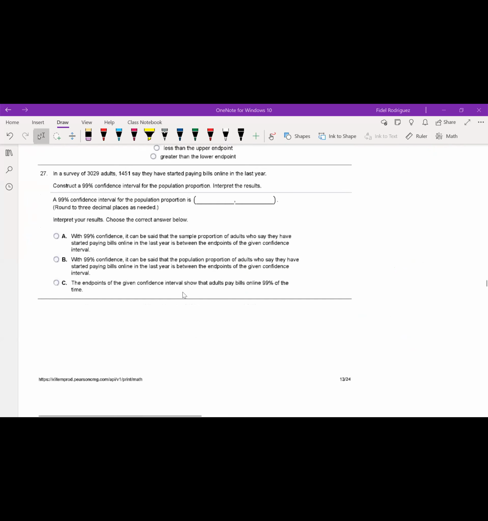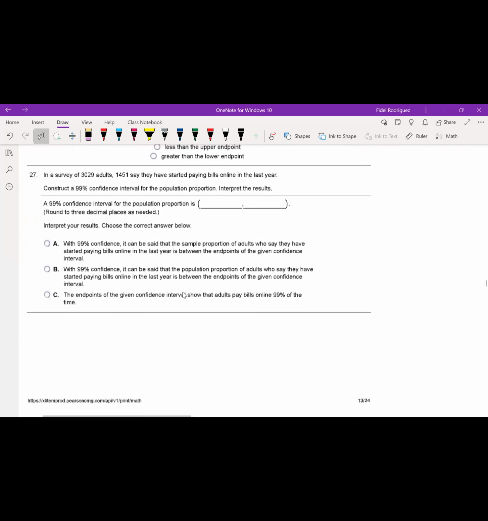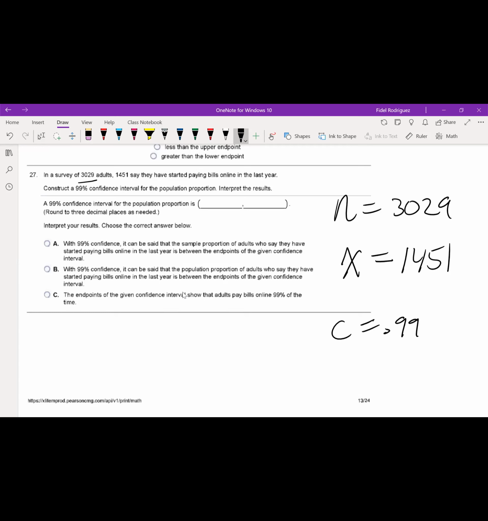So 27 says, in a survey of 3,029 adults, 1,041 say they've started paying their bills online in the last year, and we're going to construct a 99% confidence interval. So guys, let's do it this way. I'm going to show you all how to do this on the calculator. We'll do it exactly the same way we did the other one. So remember, my N in this case is 3,029, and my X in this case is the 1451, and our confidence level is a 0.99, right?